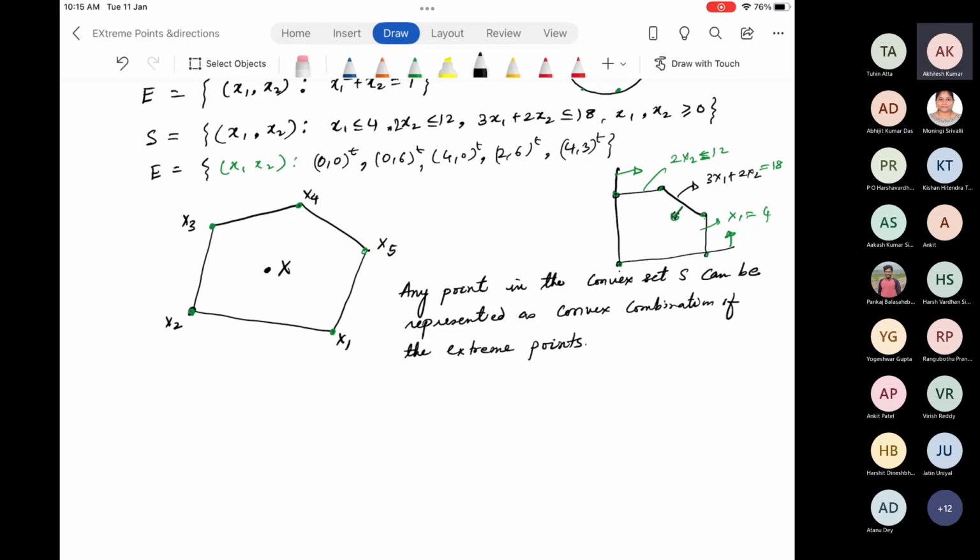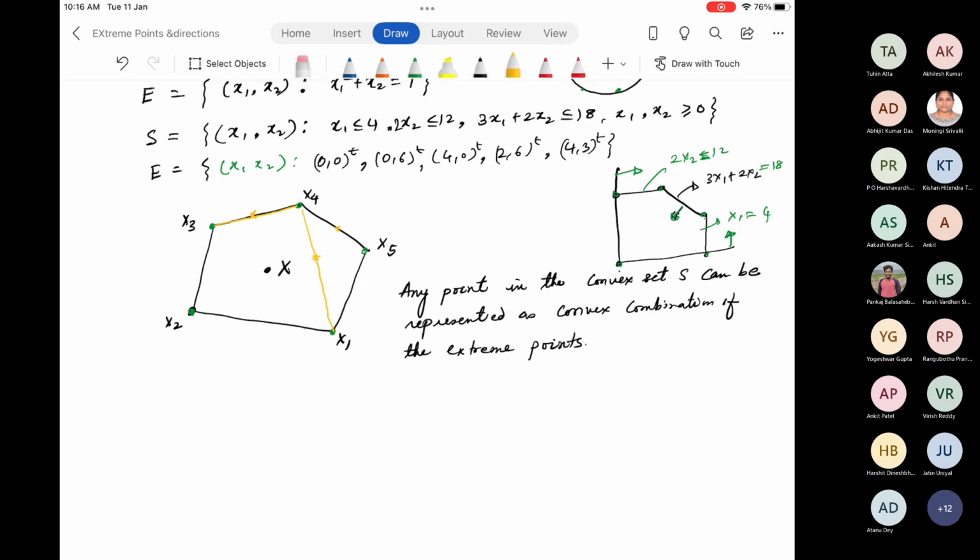Sir, let's say if I take a point here, I can describe it as a convex combination of these two points or these two points. If a point is here, I can describe it as a convex combination of these two points. So does that make sense? Any point in the convex set you can see. Is this clear, guys? Any questions?